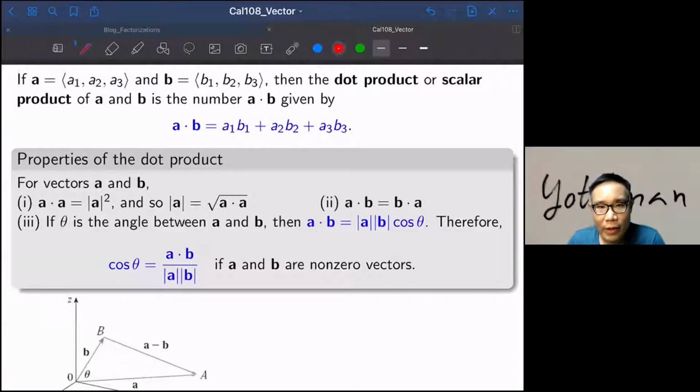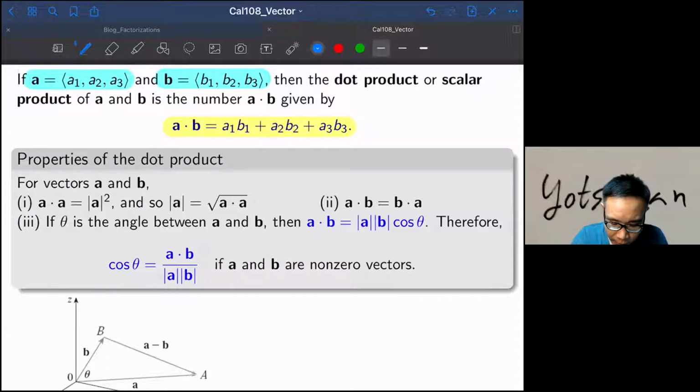The next topic that I'm going to teach you is going to be about the dot product, or the scalar product, of two vectors A and B. When you have two vectors A and B given by A1, A2, A3 and B1, B2, B3, we're going to define the scalar product, or the dot product, between these two vectors to be the product that you have from each component.